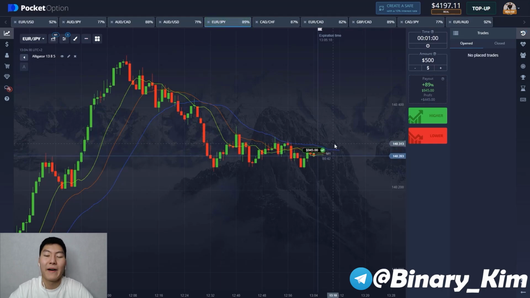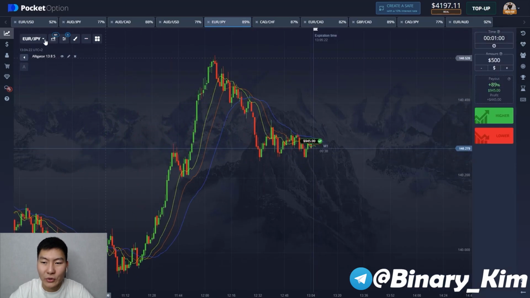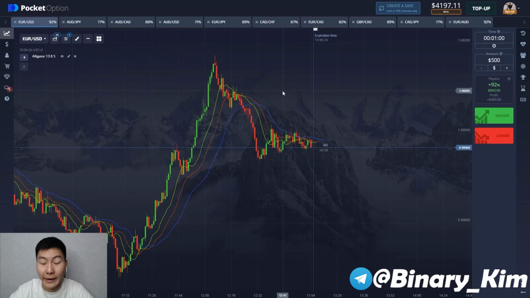So guys, our final trade is in the profit. We got $4,200 on our balance. Great result, considering the fact that we started with $1,500. And let's finally move to the withdrawal.